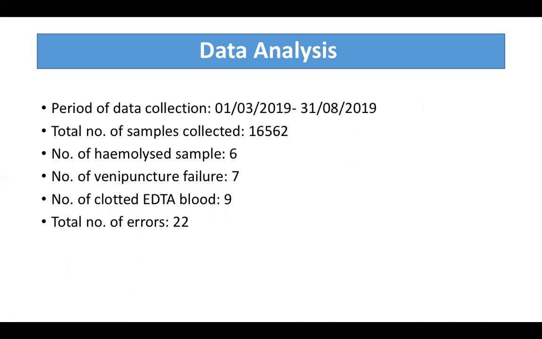Now see, previously we discussed process variation. So now we will discuss process outcome. See how we can apply Six Sigma in this. Same situation, the same time period, we collected 16,562 samples in this 6-month period. Number of hemolyzed samples were 6, number of venipuncture failures was 7, number of clotted EDTA blood samples were 29. The total number of errors were 22.